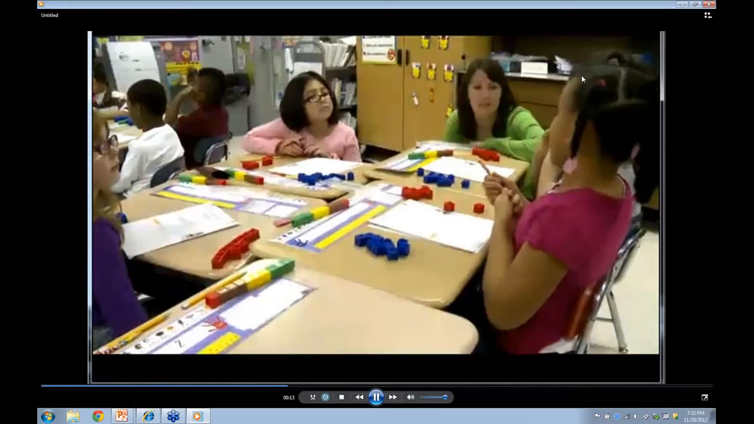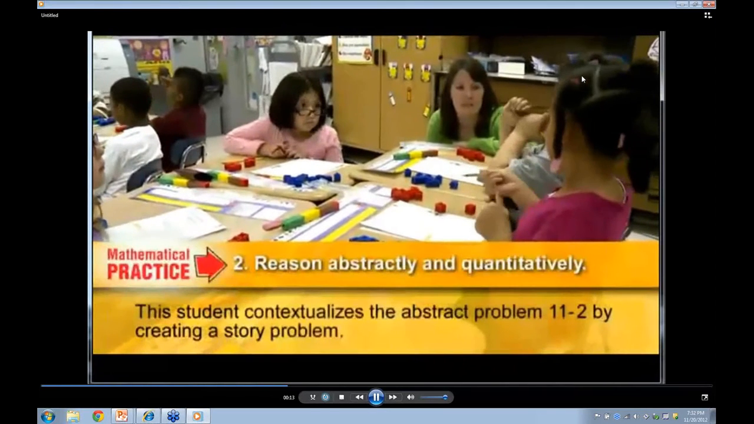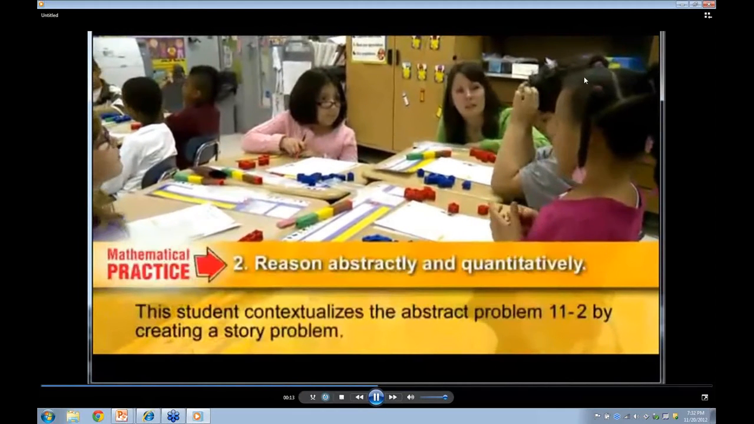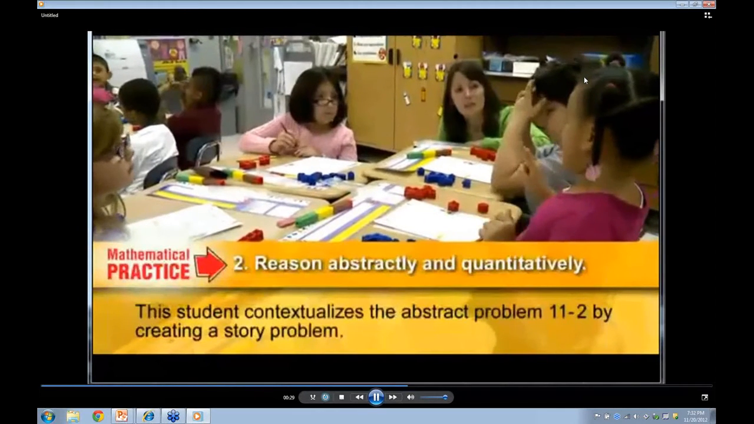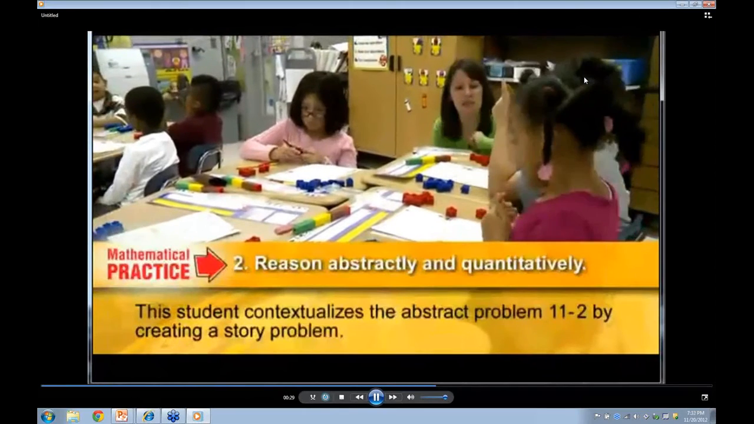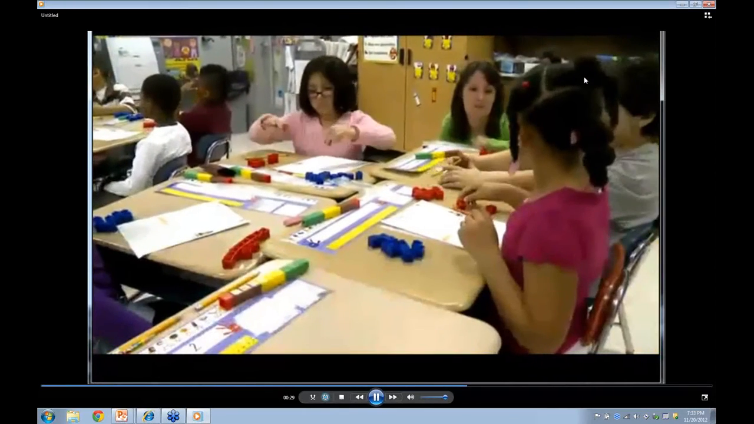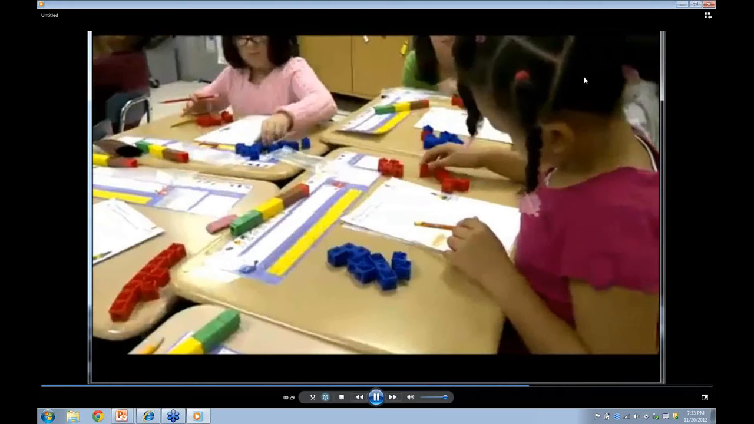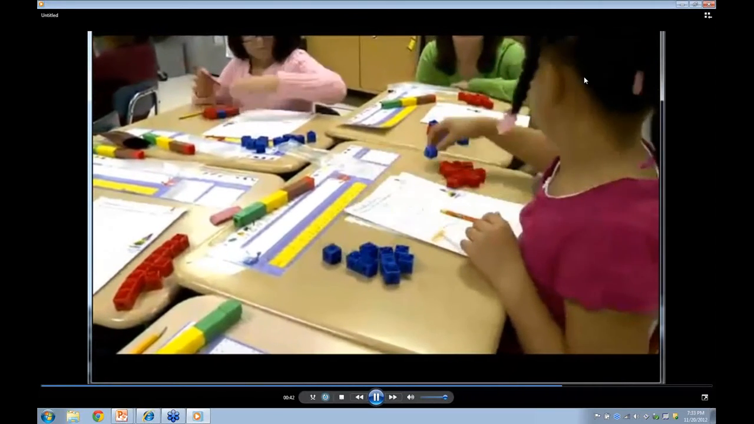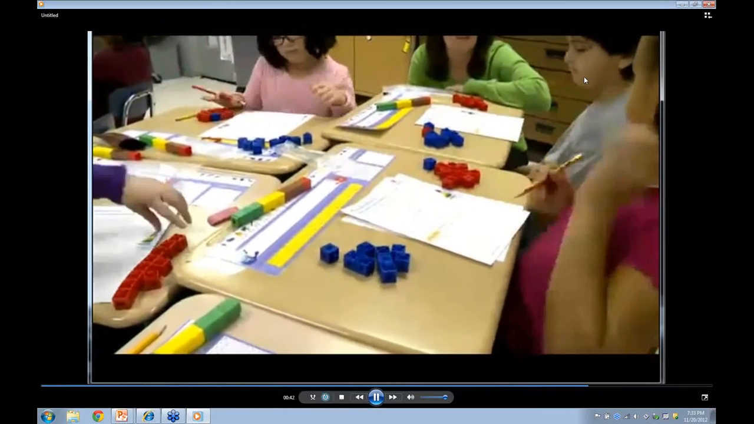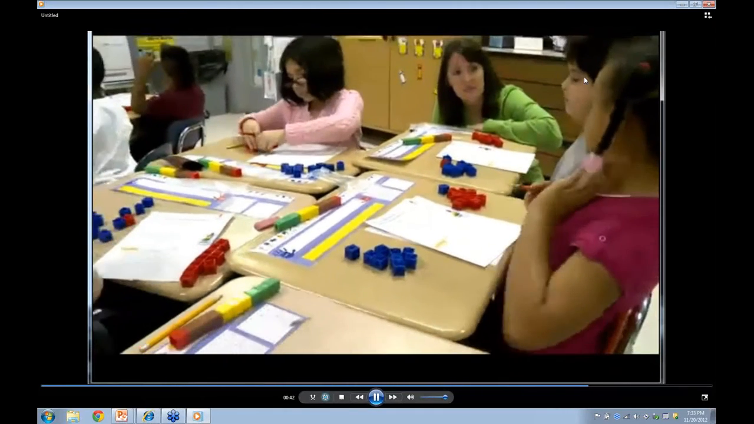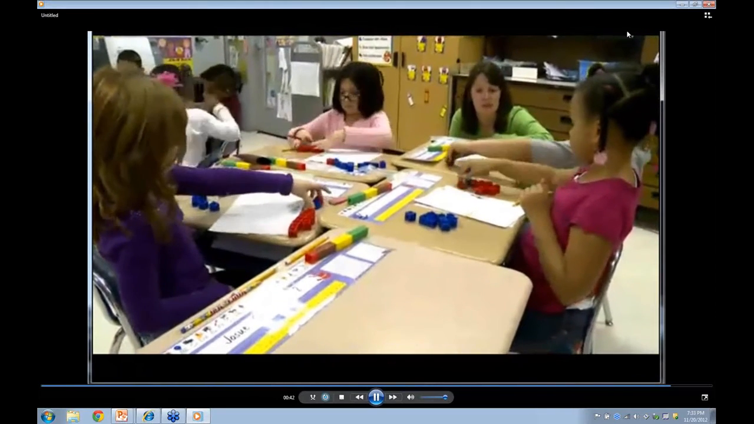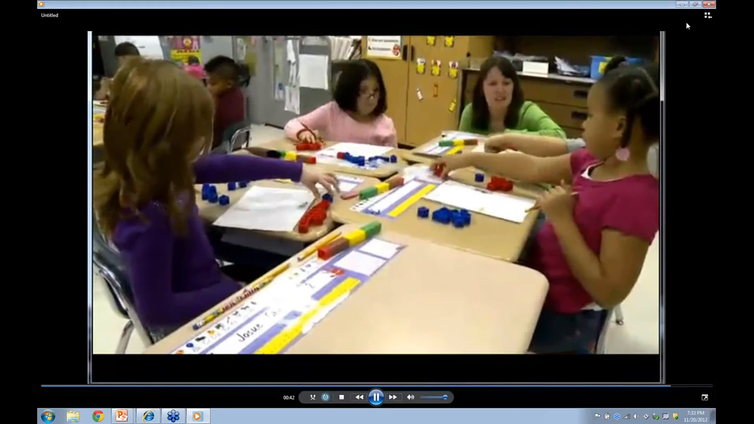What if they said, how many kids? Okay. There were 11 kids, and 2 kids went home. So let's pretend our cubes are our kids. So we had 11 kids. Good job, Shahir. So we had 11, and then what did they do? And 2 kids went home. So take those away. How many kids are left?